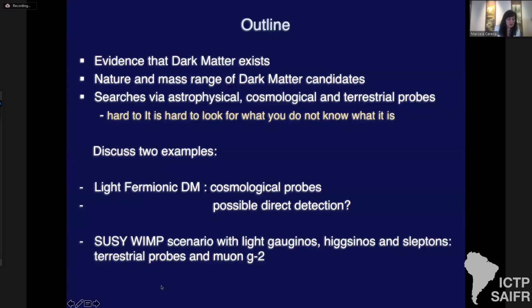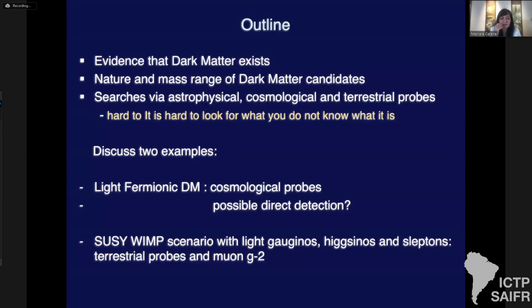So the outline of the talk is I will remind you a bit about the evidence of dark matter, although we already have Nicholas telling us a bit about that, the nature and mass range of dark matter candidates, the searches via astrophysical, cosmological, and terrestrial probes. Of course, it's very hard to look for what you don't know what it is. So this would be my introduction, and then I will jump into discussing two examples.